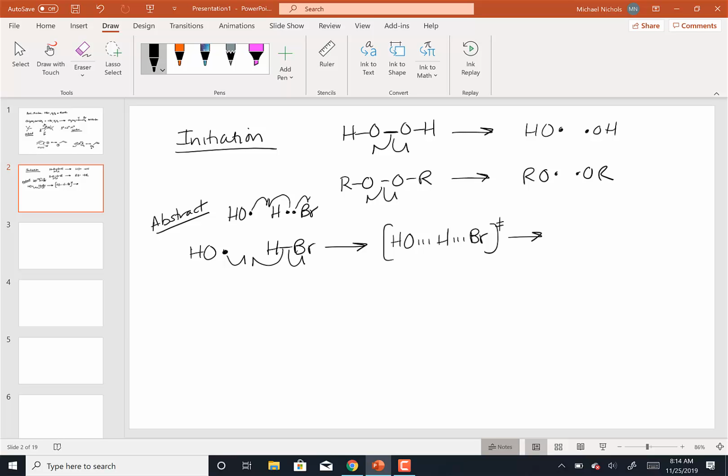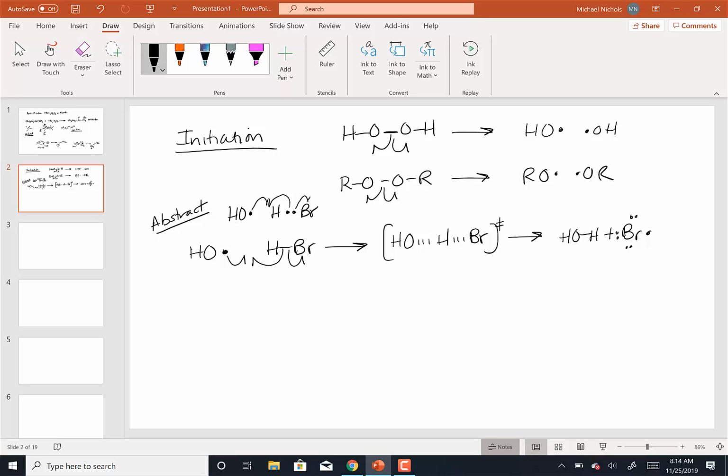And so that leads me to form water, and that leads me to form a bromine atom. I'll call this a bromine radical, but really, to be honest, if I put in the rest of the lone pairs, it's a bromine atom.